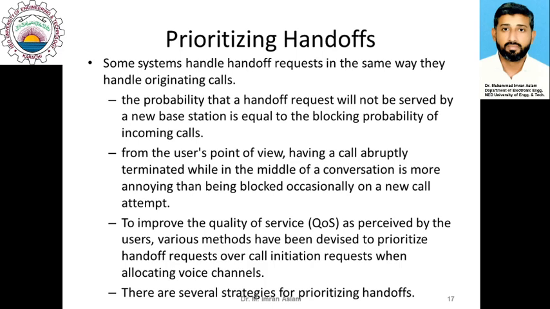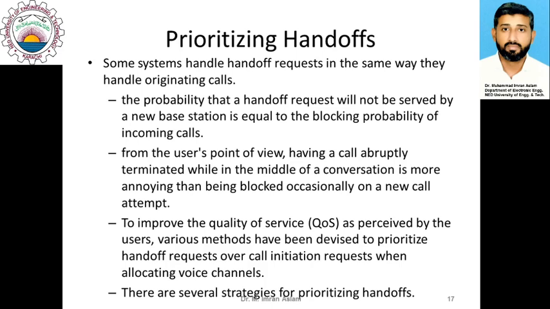But from the user point of view, it makes a lot of difference. Think about yourself. What is more annoying? If you are trying to make a call and it does not go through, or you are in the middle of a conversation and the call abruptly drops? Call dropping is more frustrating as compared to call failure. So from the user point of view, it is very important to have a proper handoff rather than entertaining a new call request.